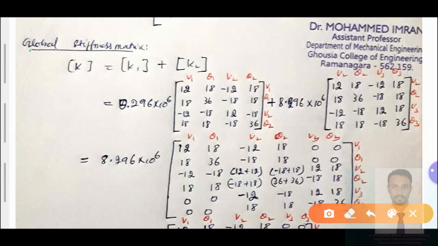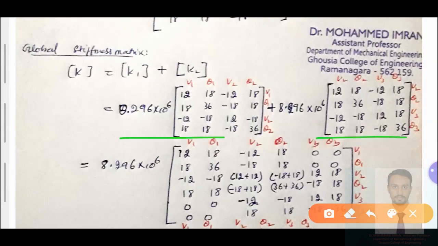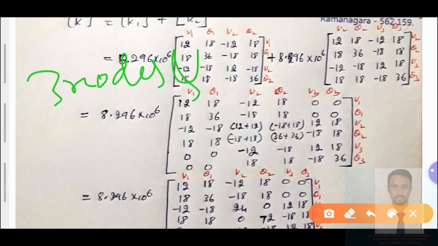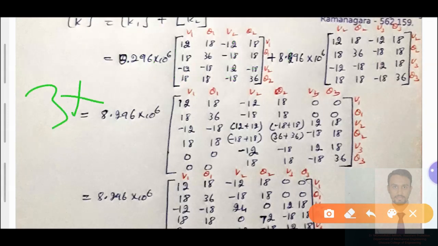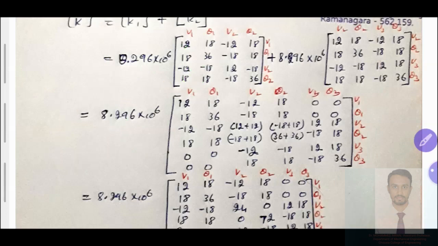For the given beam with 2 elements, the global stiffness matrix K is equal to K1 plus K2. I'll substitute the values from the elemental stiffness matrices here, and then I'll resolve that. Now, how many nodes do we have? We have 3 nodes and each node has 2 degrees of freedom, 3 into 2, which equals 6. So the global stiffness matrix in the given problem is a 6 cross 6 matrix.